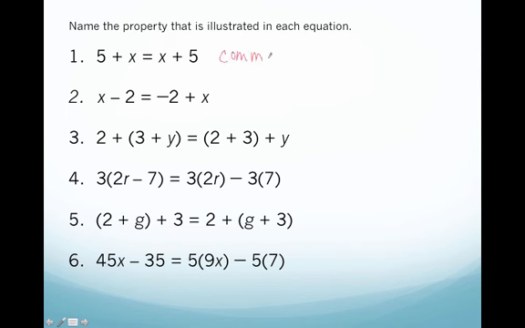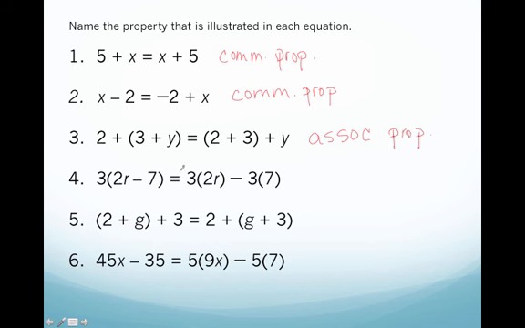I'm not going to write this out. Hopefully you have it on your slide from somewhere else. We've got the commutative property. Here we've got x minus 2 and negative 2 plus x. Again, all we've done is moved things around. We've got the commutative property. Here, look, we're grouping things differently. I've got the 3 and the y together here, the 2 and the 3 together here. So that's going to be the associative property.